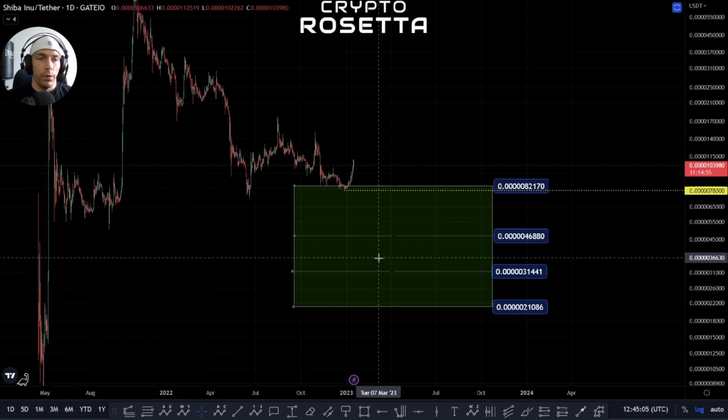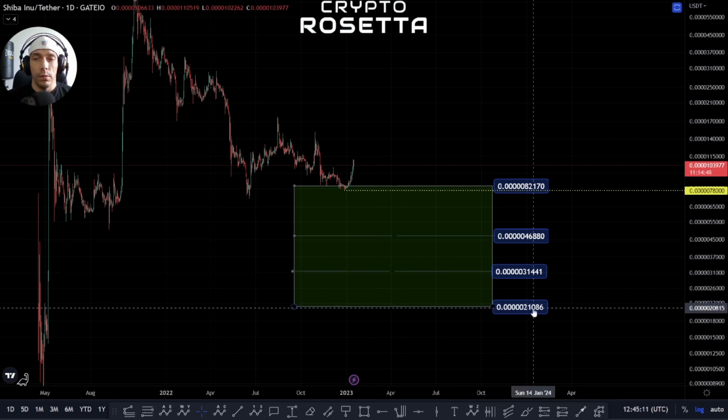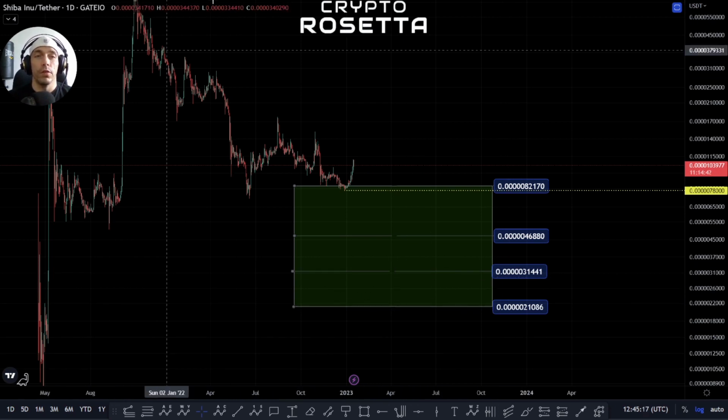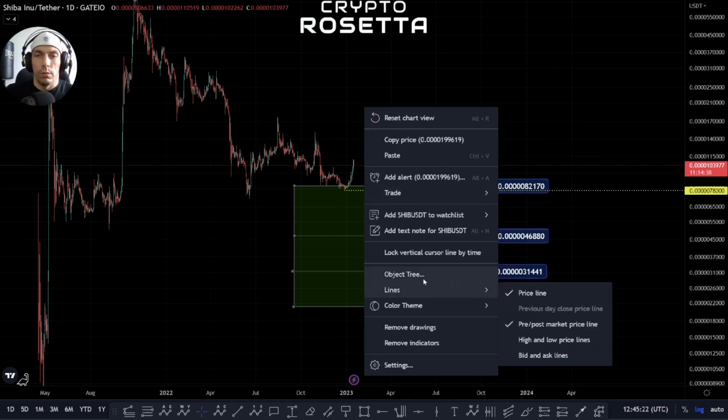So it is possible. If we look to push lower, this 3144 would be an interesting zone as well. And then finally, I wouldn't really want to come much deeper than this 21068 if we are looking at this as continuing to the upside here. So that's just some of the things we need to watch out for with that.